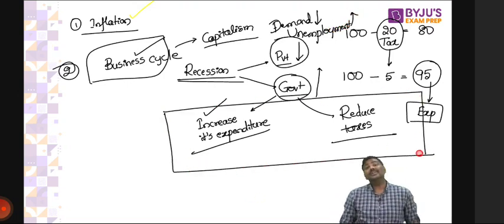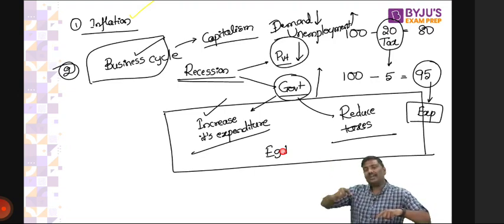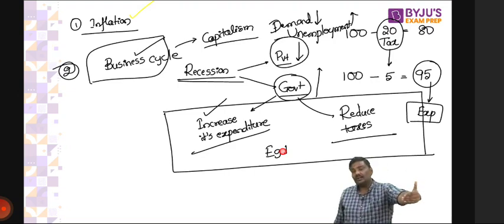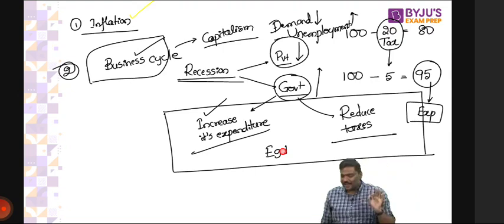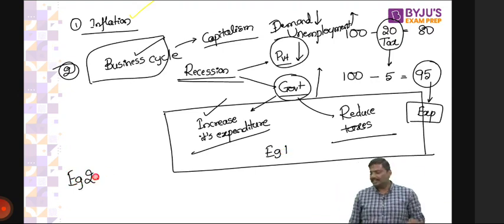Now before going forward, let me ask you a very simple question. Whatever government is doing in this example, I'll write it as example 1. Is it increasing the recession or is it reducing the impact of recession? Think of it. Whatever government is doing in example 1, is it increasing the impact or reducing the impact? It is reducing. I hope you understand. Let me give you another example. That is example 2. What happens in example 2? Government will increase the tax.